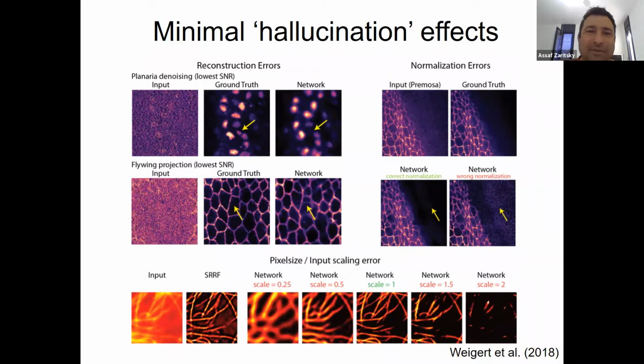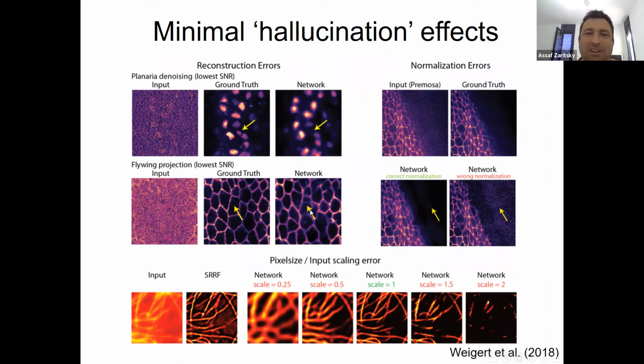So this is the input, this is the ground truth, and this is the network. And you can see here that the network missed a cell, right? A cell nucleus that is in the ground truth was missed by the network.